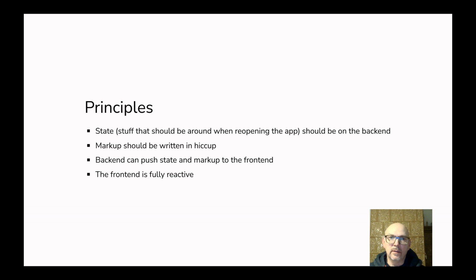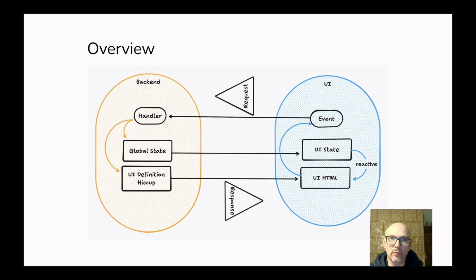The principles are that the state should live on the back end and part of it can be pushed to the front end. All the markup I want to write is written in Hiccup and as such pushed to the front end. The back end can push either state or markup to the front end, and the front end is fully reactive. So the whole overview is like this. The back end has a global state and the UI definition. They both get pushed via server-sent events to the front end, and the front end reacts to these changes.